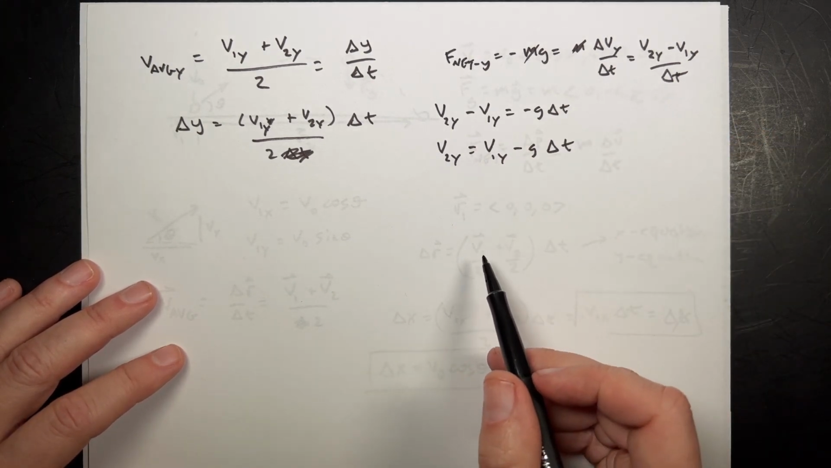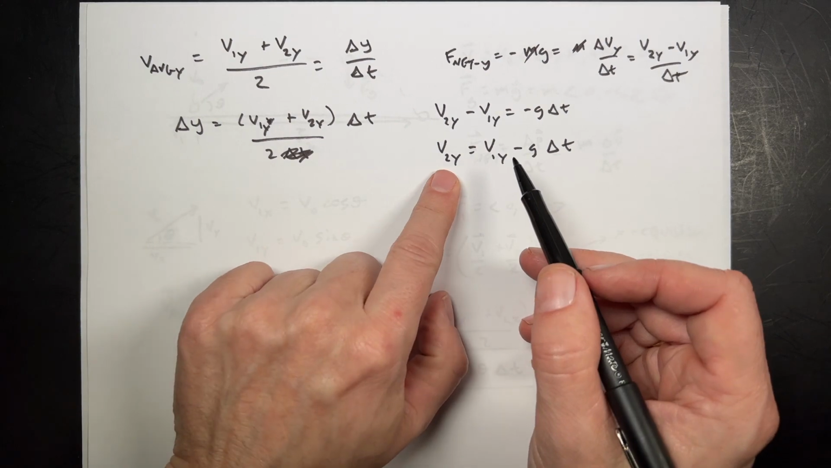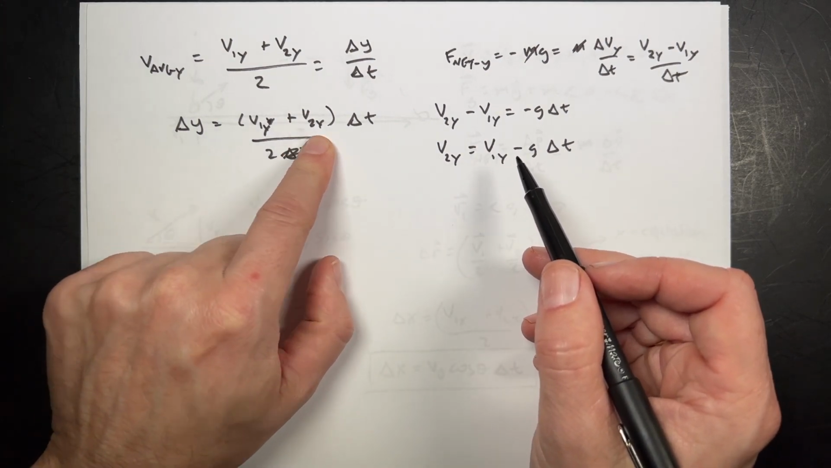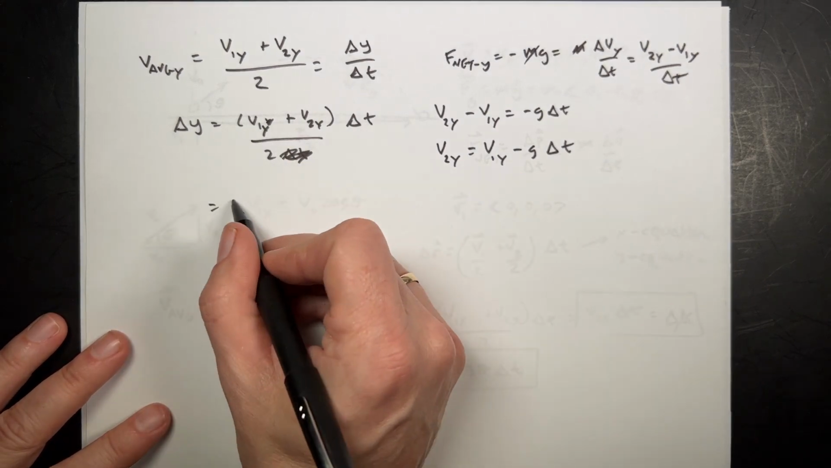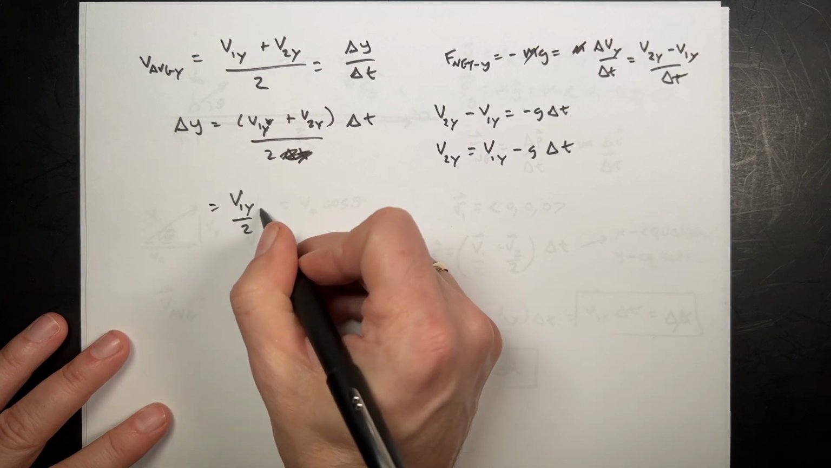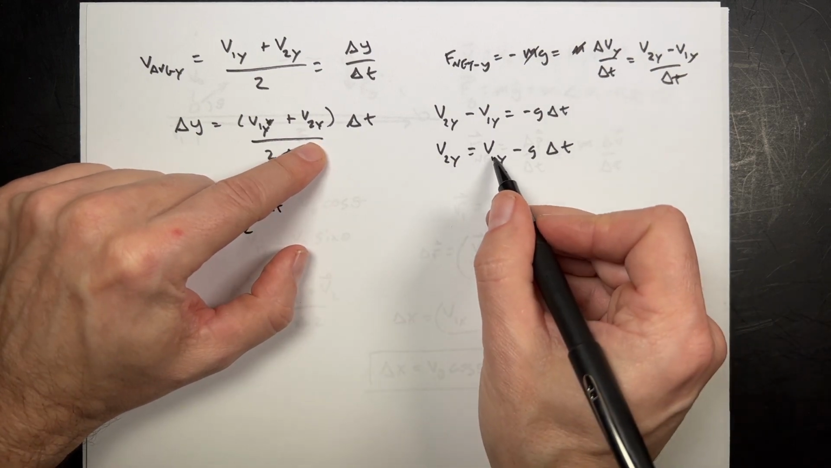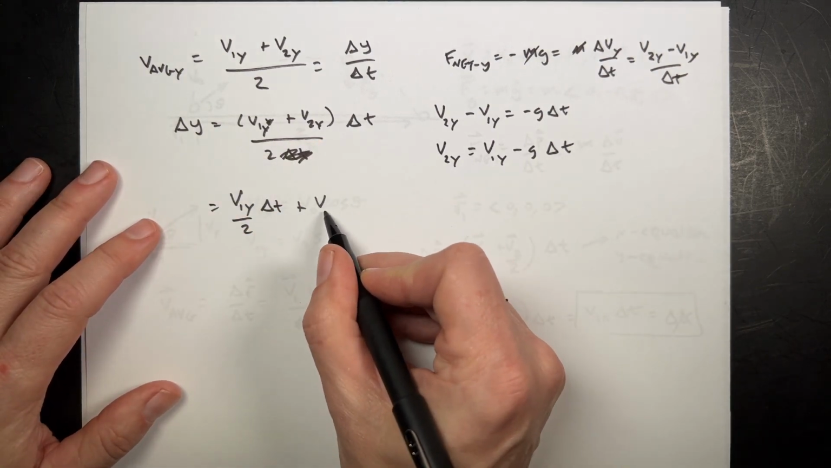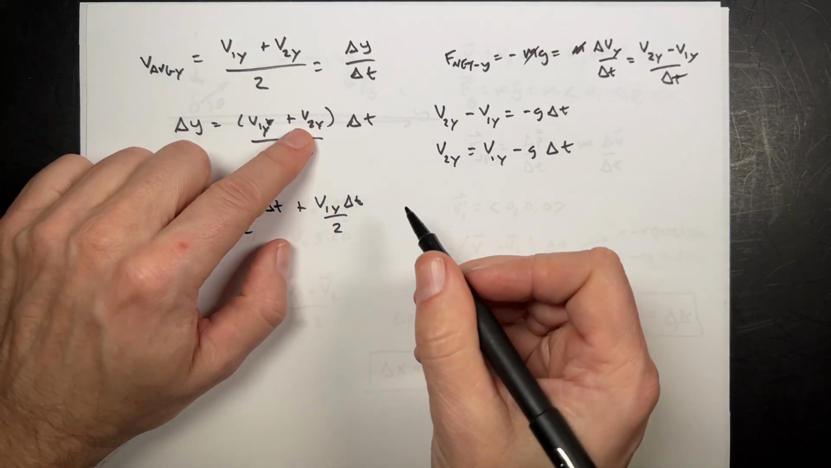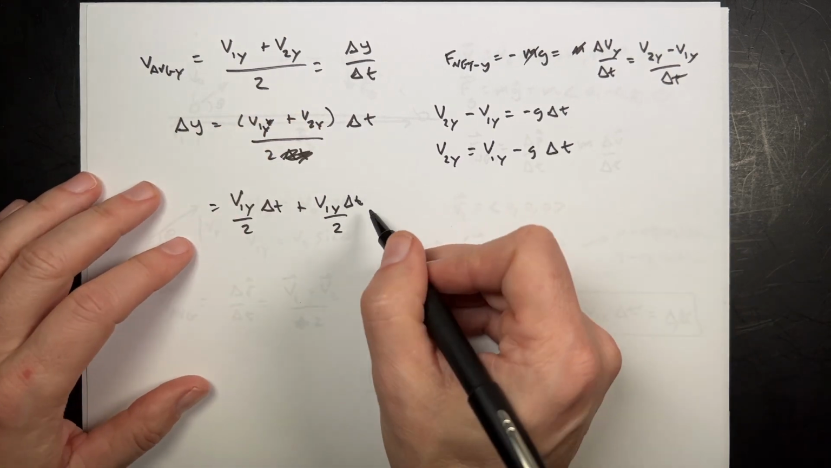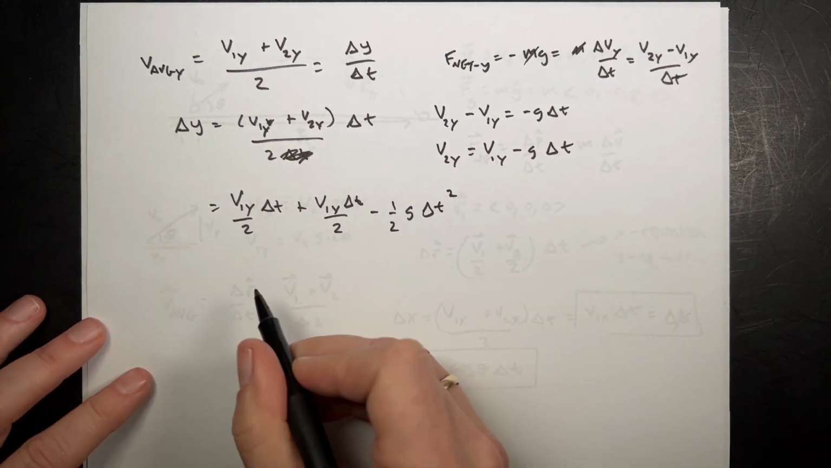Now, I'm going to put this in right here, instead of v2y. So I'm going to divide both sides by 2, and multiply everything out. v1y over 2 delta t plus v2y over 2 delta t. But here I have this. So I get plus v1y delta t over 2. That delta t came from right there. And then I have this term divided by 2 times delta t, minus 1/2 g delta t times delta t. So I get that delta t squared. And that's delta y.